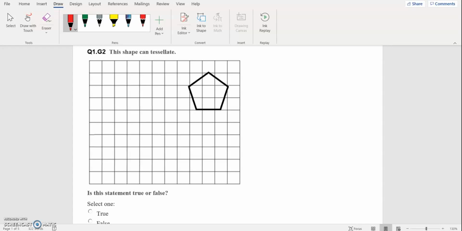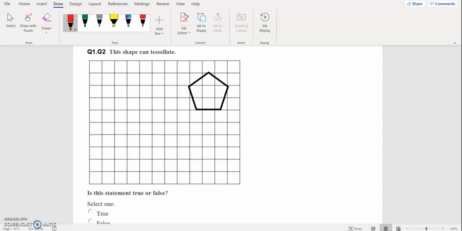Geometry progress check for GCSE Foundation. This is 4.1, focusing on shape properties and calculations. The first question is asking, this shape can tessellate, so it is a statement. Is this statement true or false? So we've got a pentagon and we've got to work out whether it tessellates.